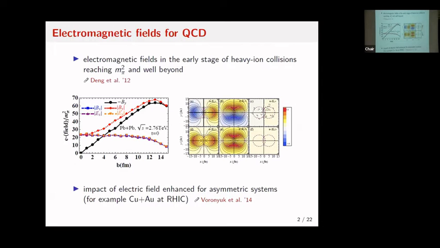So in the context of strongly interacting matter, off-central heavy ion collisions, we have very strong electric and magnetic fields generated in the early stages of the collision. They have some very non-trivial spatial profile, and they can lead to some very interesting effects in the quark-gluon plasma.